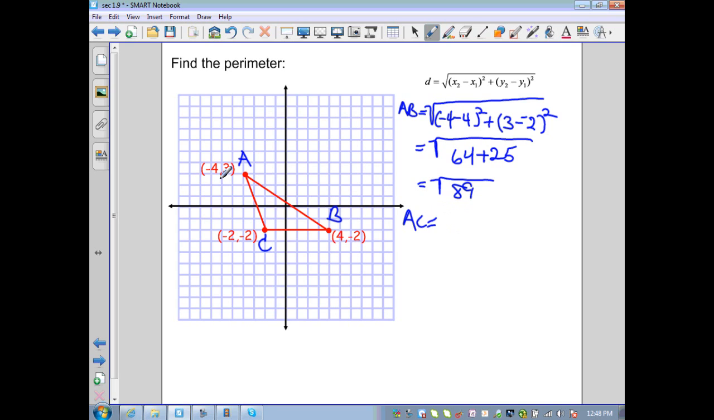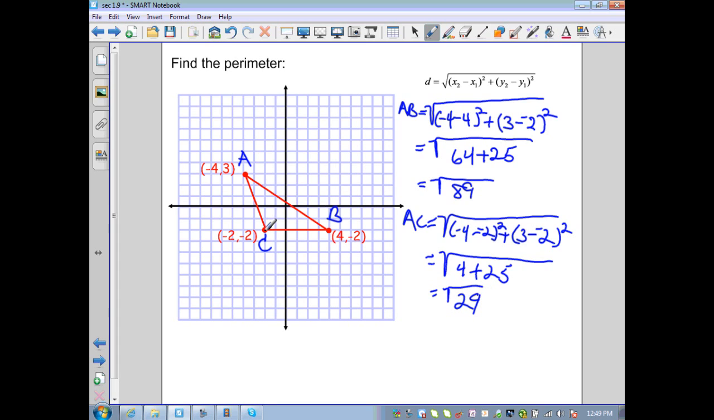I'll still let this be x₂ and y₂, and this one will be x₁, y₁. Substituting, I'm going to get (-4 - (-2))² + (3 - (-2))². That's going to give me (-2)², which is 4, plus 5², which is 25. That gives me for segment AC a length of the square root of 29.